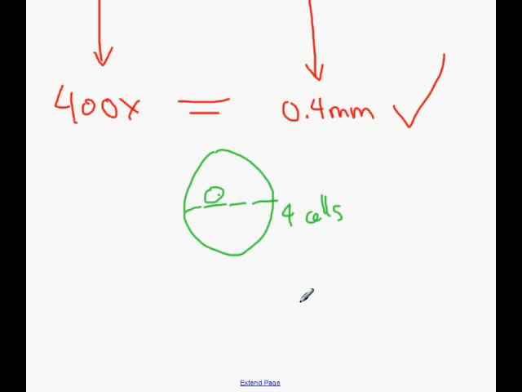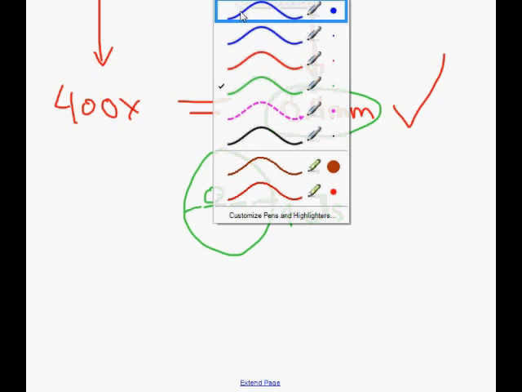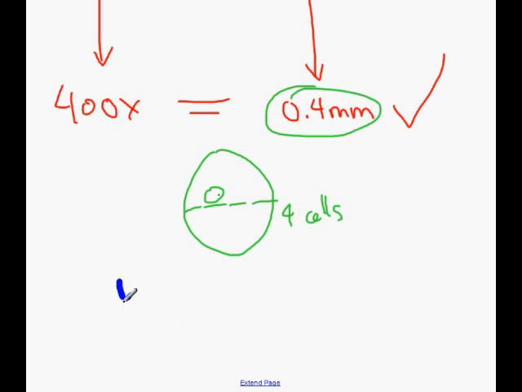So under the high power, I'm guessing I could have seen 4 cells stretching out across the whole width of that field of vision. But I know now how big the field of vision would be. It'd be 0.4. So that means I can figure out how big 1 cell is. Wow, that's really big. Let's not use that one. Let's use this. How big would 1 cell be?